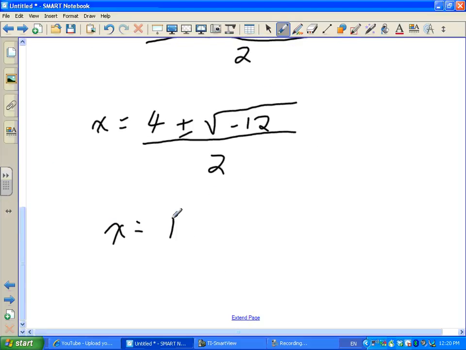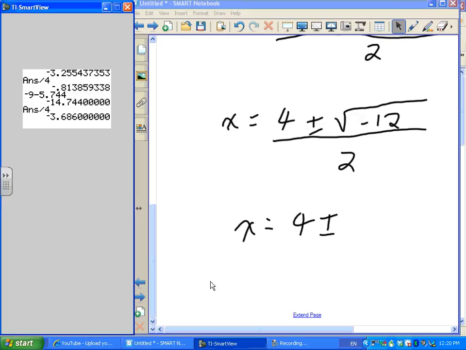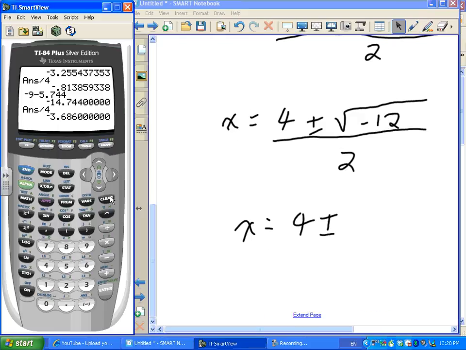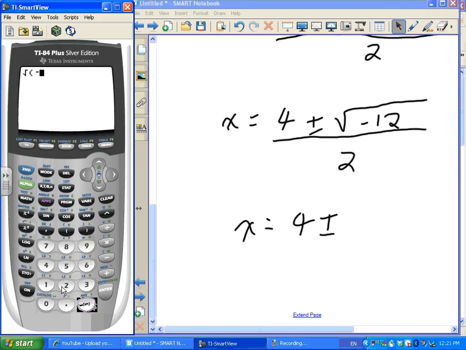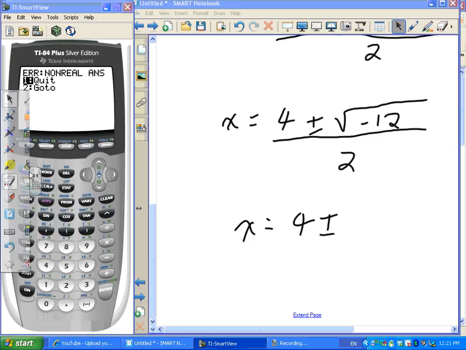But I've run into a snag here. What's the square root of -12? Anyone know? Let's try it in our calculator right now. Square root of negative 12. Oh, shoot. Non-real answer. There is no number multiplied by itself that will give us a negative, so we're stuck.